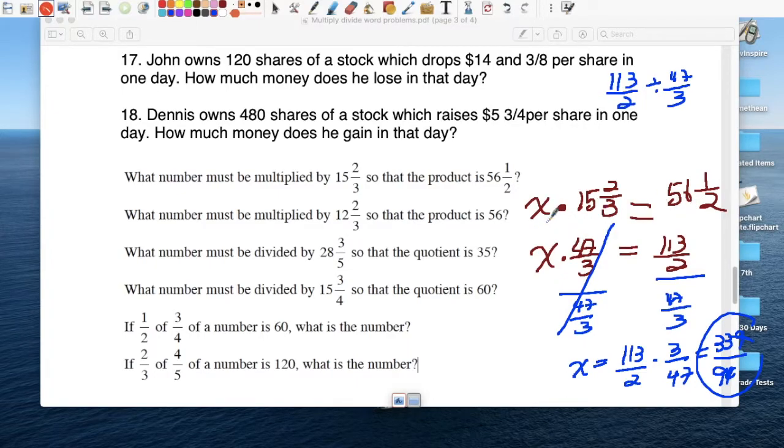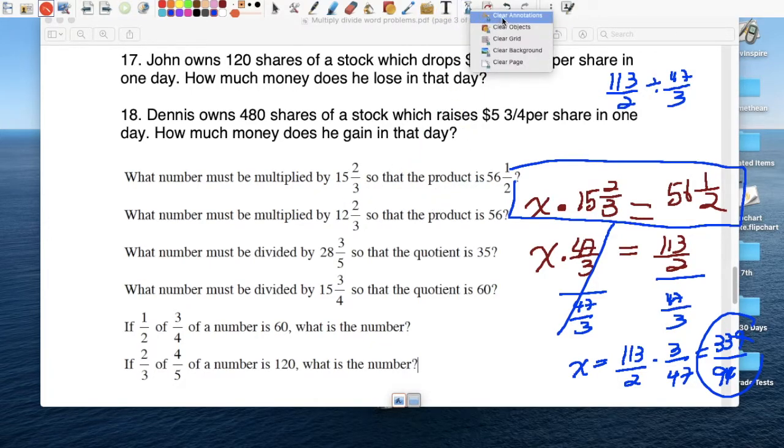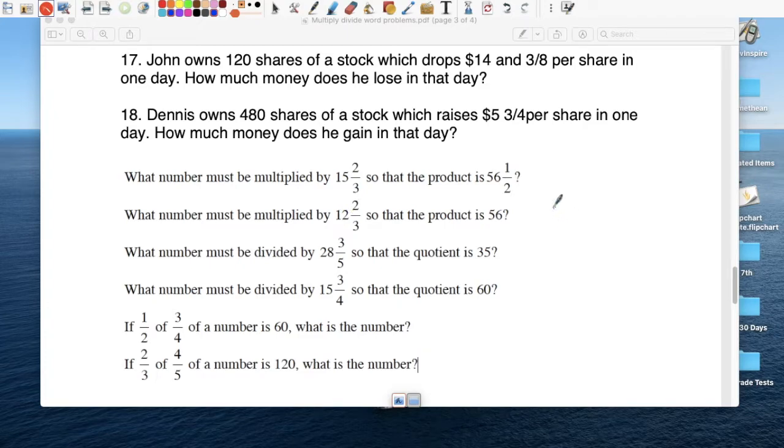Okay, so the key here is not the procedure, because that you already know how to do. The key is setting it up in this manner. Okay. Second question, again, just so that you get a little practice. So x times 12 and 2/3.